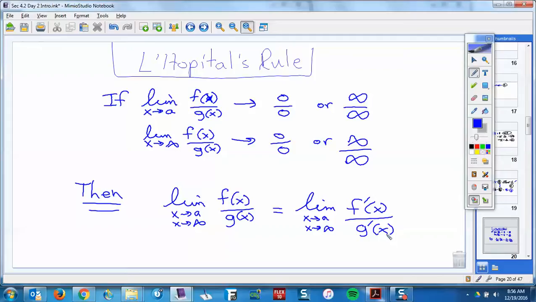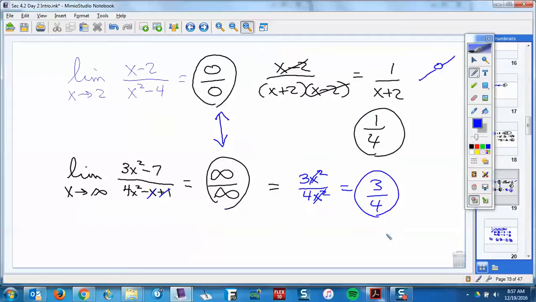Now, it turns out that if you get 0 over 0, infinity over infinity of that, then you do it again. You can do the derivative again of the top and the bottom until you eventually either get an answer or can tell that you're not going to get an answer, or it's going to be does not exist or whatever. Okay? So, let's go back and look at that on these two problems here.